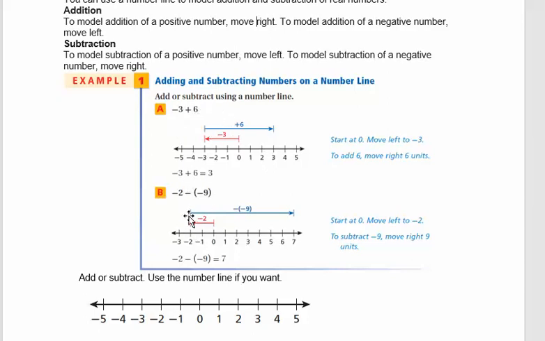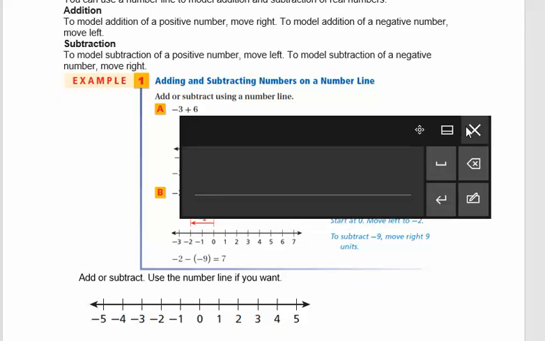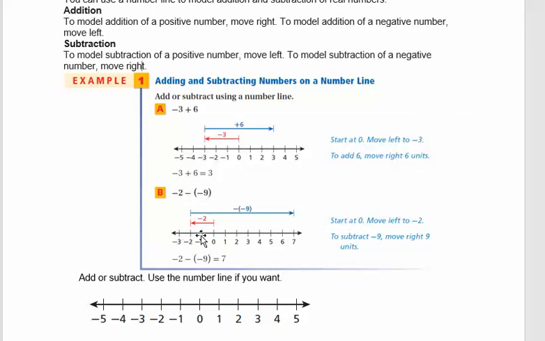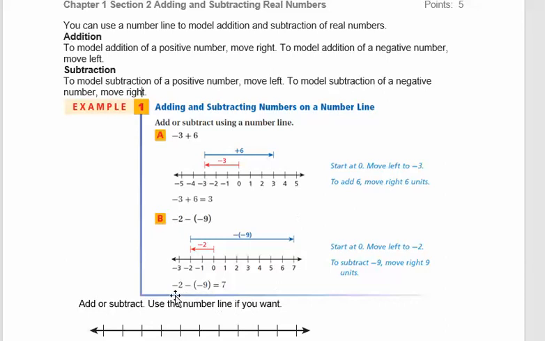In the second example, we're starting at -2, so you put your cursor or your pen at -2, and then we want to subtract a negative number. So let's see, that's subtraction of a negative number. We're going to move right. So again, we move right because it's subtraction of a negative. So we start at -2, and then we go 1, 2, 3, 4, 5, 6, 7, 8, 9, and we end up at 7. So -2 minus a -9 is 7.